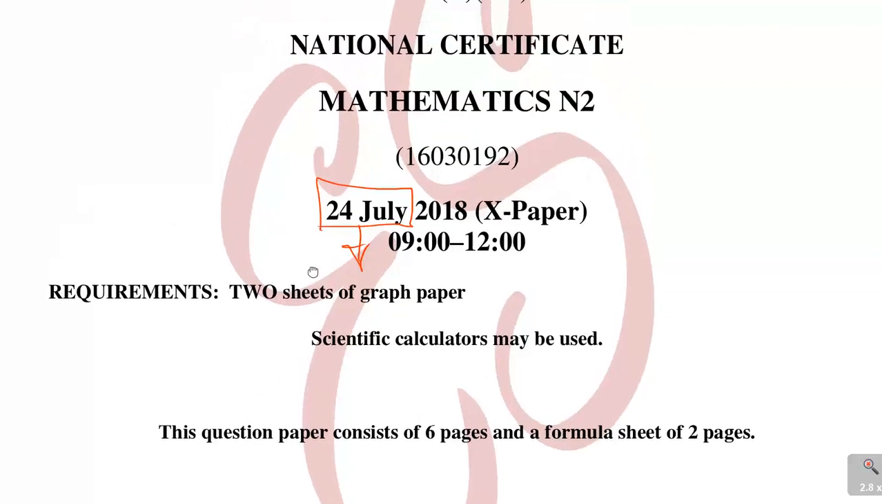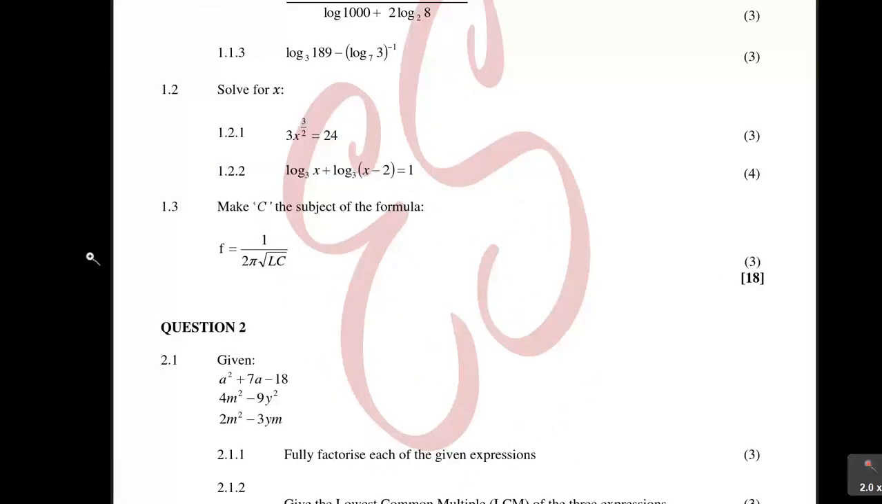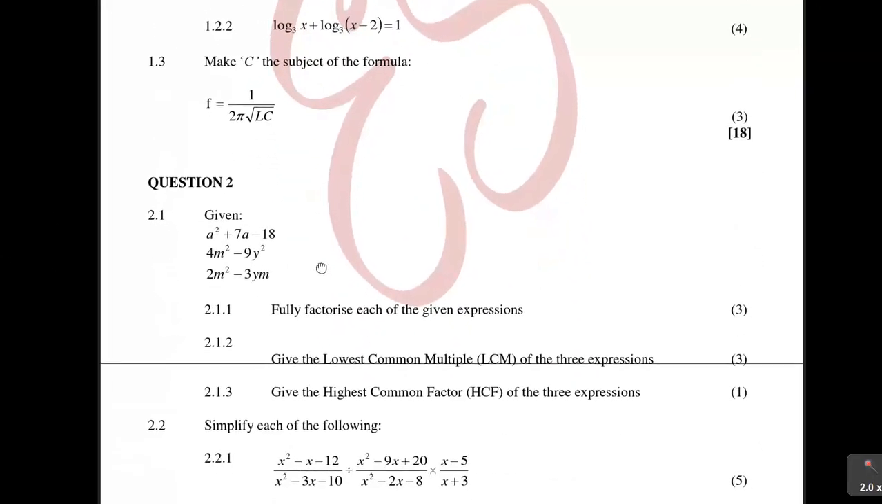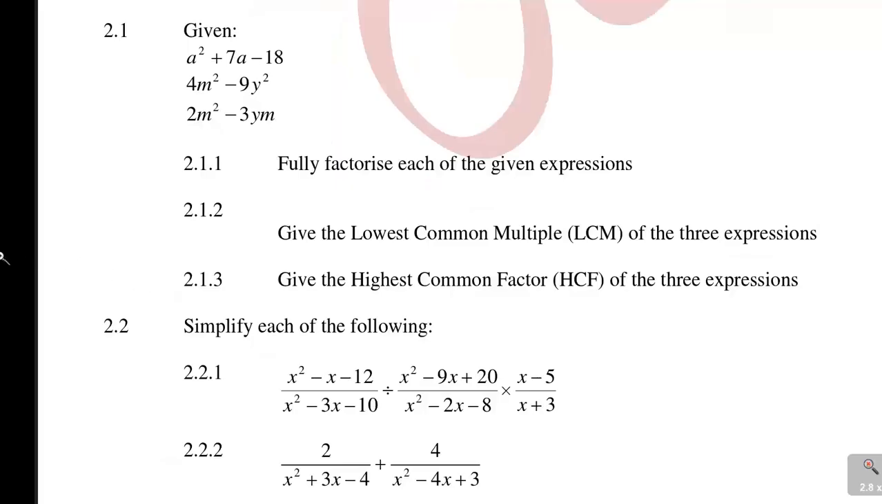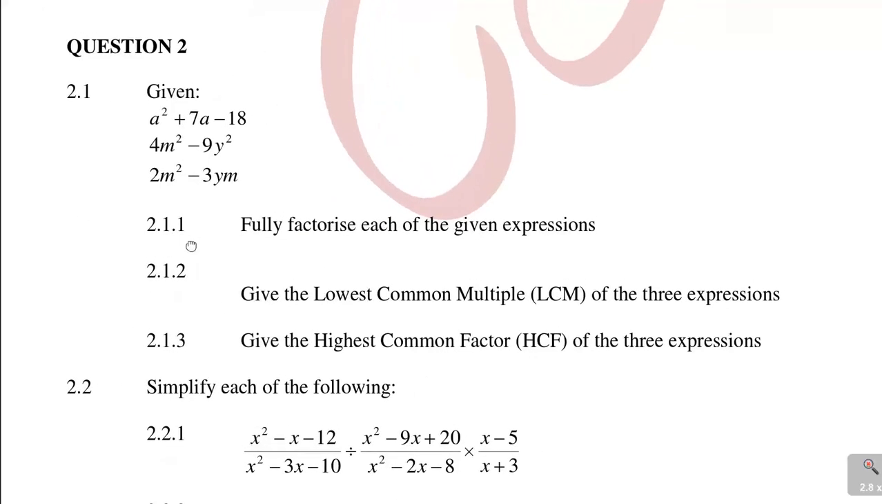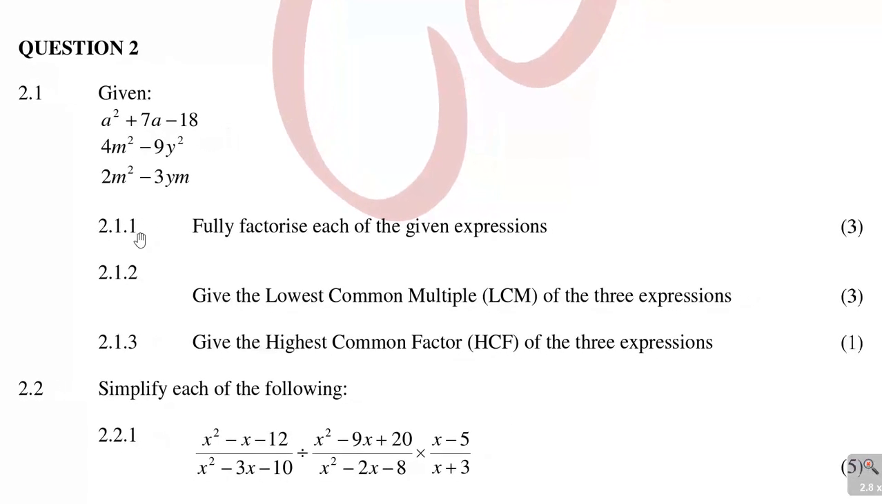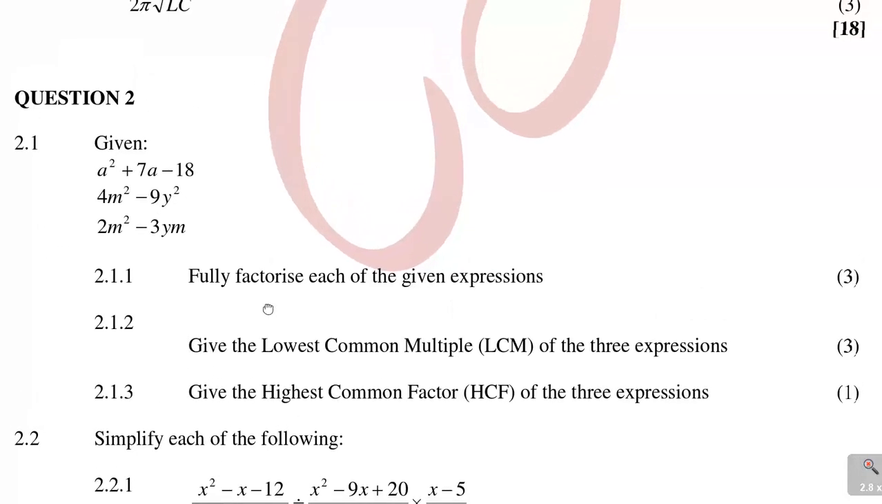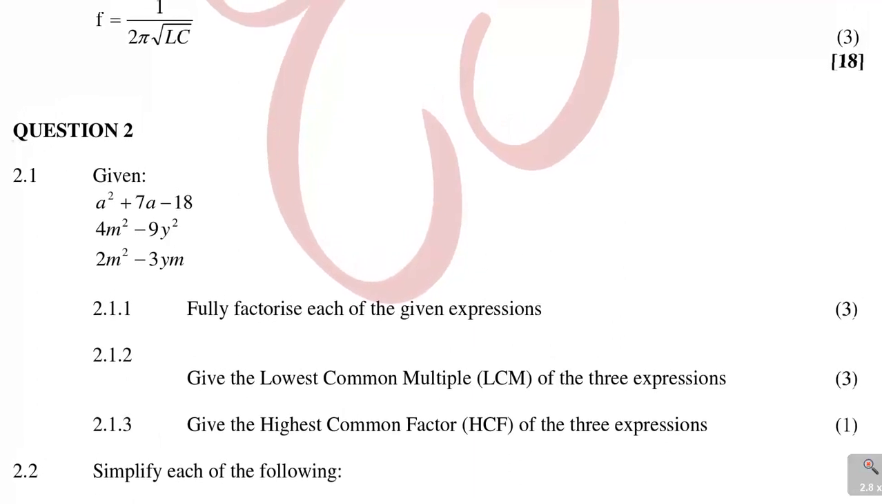As I said, it's your mathematics paper 2, and let us look at the question that covers the section that I'm interested in. Now it's question number 2. That is where you're going to find these questions on LCM, as well as the highest common factor, which is HCF. So let us look at our question number 2. This is where we'll focus on.